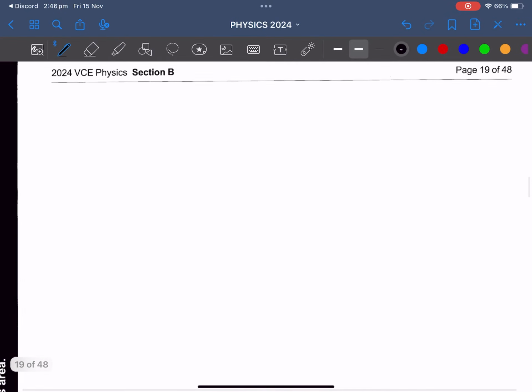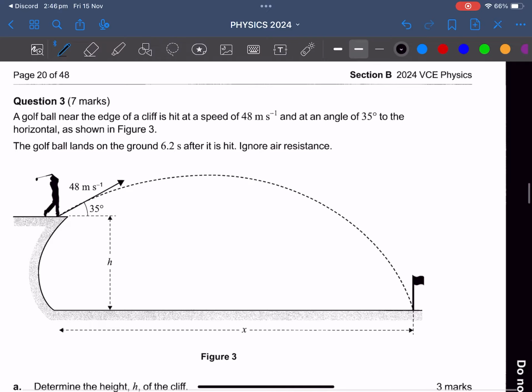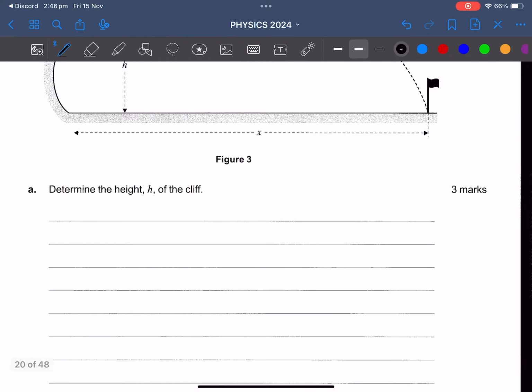Okay, so next question. Okay, this page is blank. Okay, cool. We have a quadratic. A golf ball near the edge of a cliff is hit at a speed of 48 meters per second at an angle of 35 to the horizontal as shown in figure 3. The golf ball lands on the ground 6.2 seconds after it is hit. Ignore the air resistance. Determine the height h of the cliff.